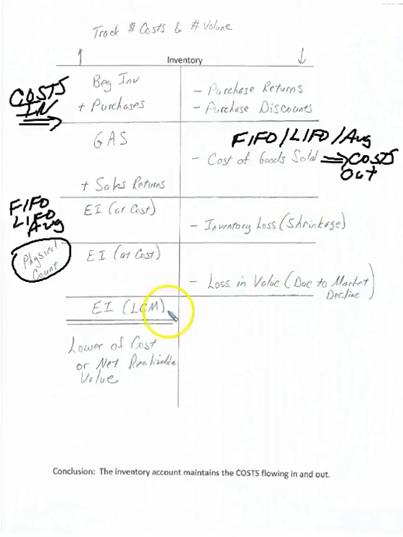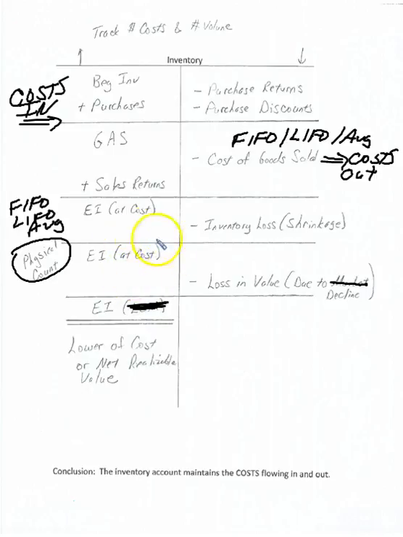We also will look at inventory to see if there's been a decline in what I call the market value, or just a decline in value. So we are going to record inventory. I'm going to scratch out LCM there. I didn't get that updated for the new material. We're going to report ending inventory at the lower of cost or net realizable value.